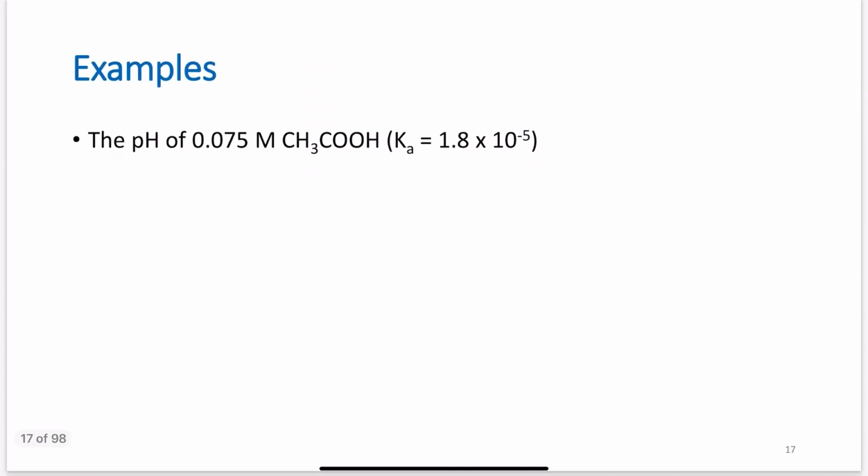What is the pH of a 0.075 molar acetic acid solution? We learned this in the previous chapter, but let's go ahead and work through it anyway. HA, meaning just weak acid, in this case acetic acid, plus water, H2O, in equilibrium with the conjugate base, A- plus H3O plus.